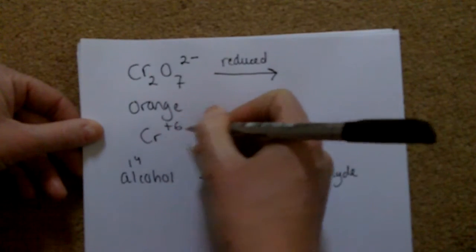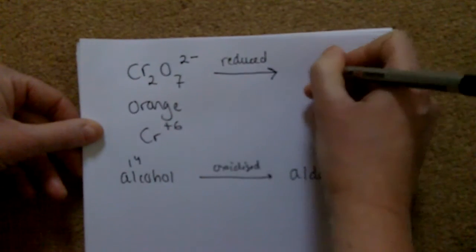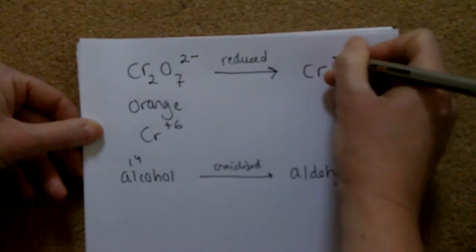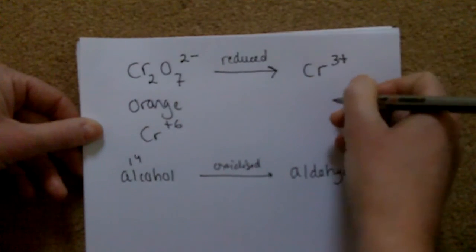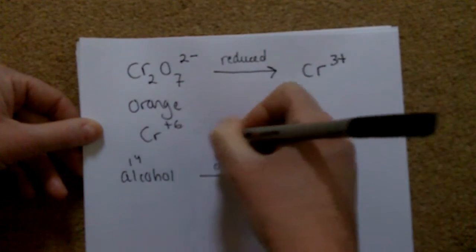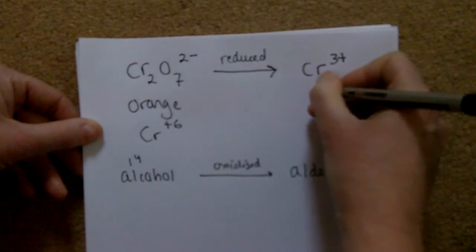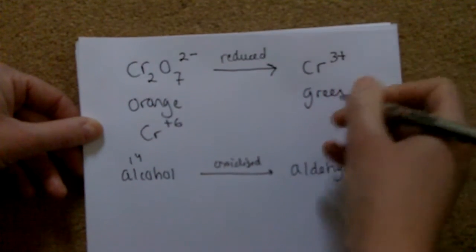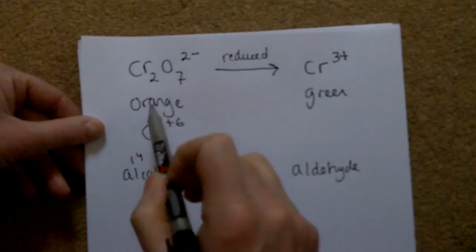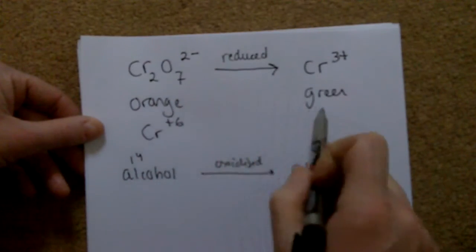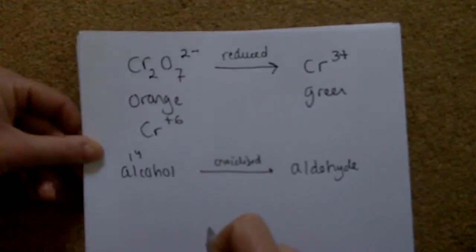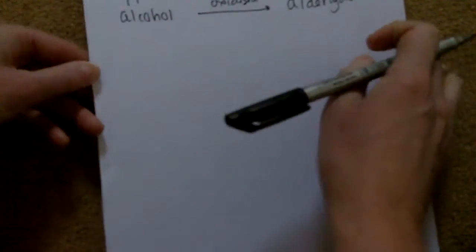Okay, so the chromium is reduced to the oxidation state +3. It's gone down in oxidation number, and this is the color green. So when you do this reaction, it goes from orange to green, and that's the color change. All right, let's try another example quickly.